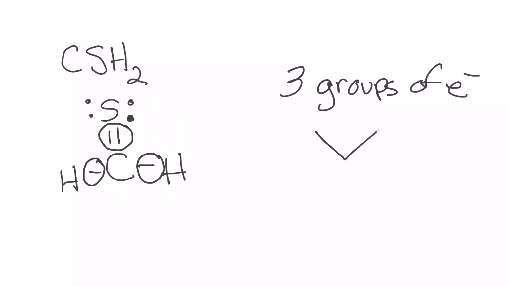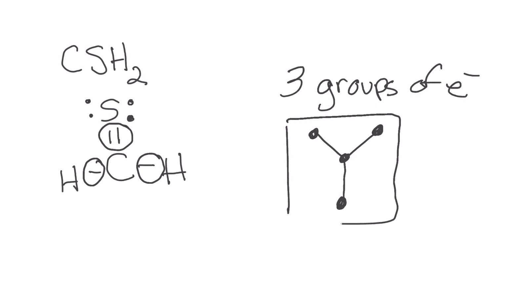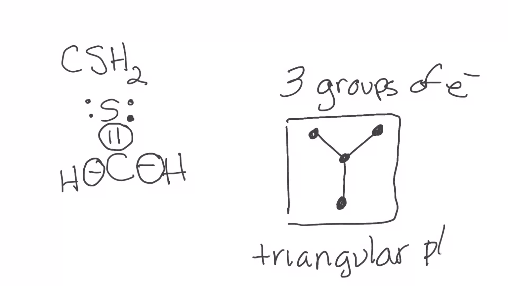which gives this generic shape, which is a flat shape at 120-degree angles. And now I have to add the atoms. I have a carbon in the middle. I have a hydrogen, and a sulfur. So this is my shape, and we call this shape triangular planar, or trigonal planar, either or. So let's try another one.